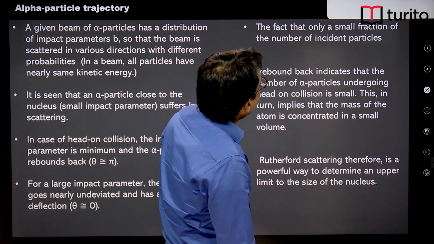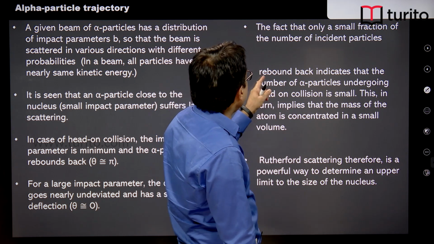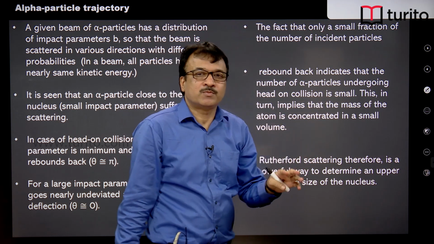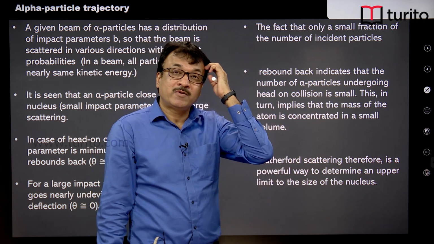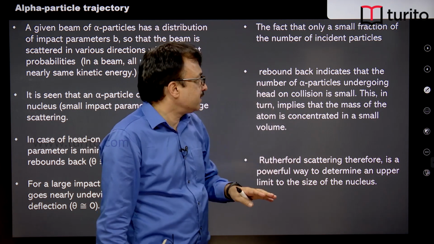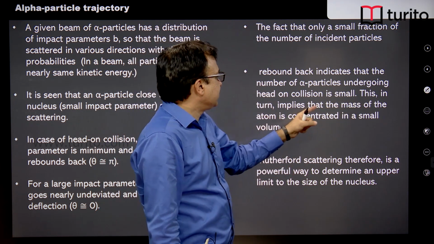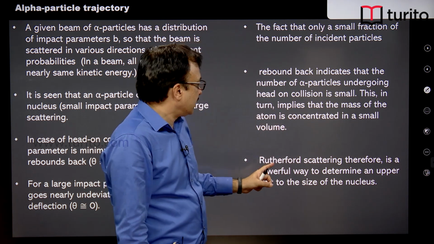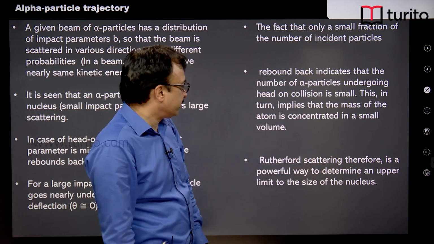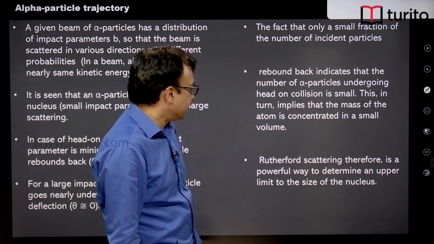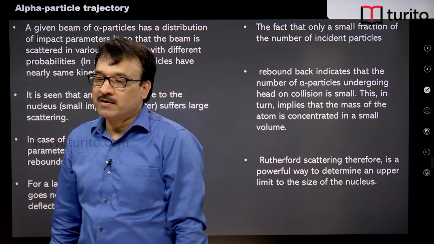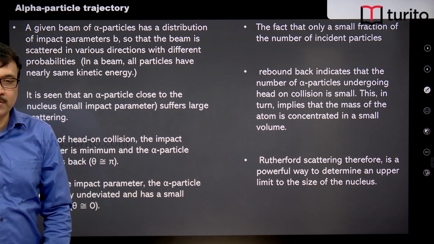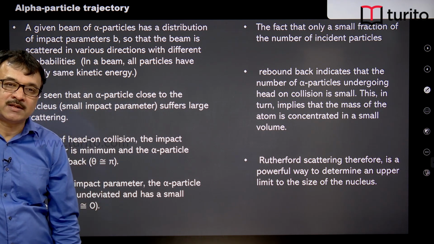The fact that only a small fraction of the number of incident particles rebounds back indicates that the number of alpha particles undergoing head-on collision is very small. There are very few alpha particles that suffer head-on collision with the nucleus. This in turn implies that the mass of the atom is concentrated in a small volume. Rutherford scattering therefore is a powerful way to determine an upper limit of the size of the nucleus. Okay. With this experiment, scientists can also calculate the radius or the size of the nucleus.